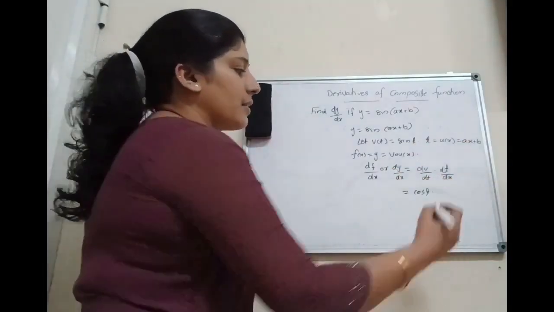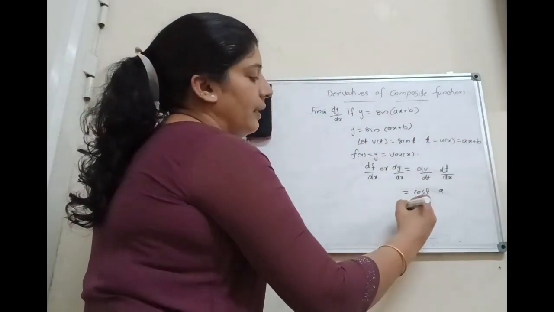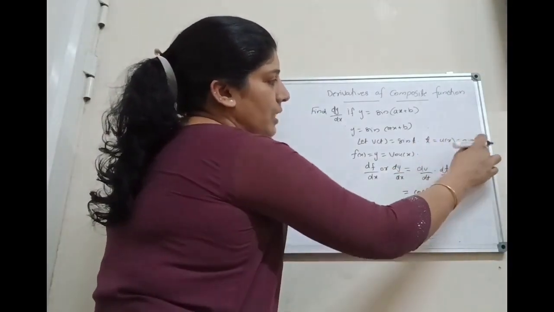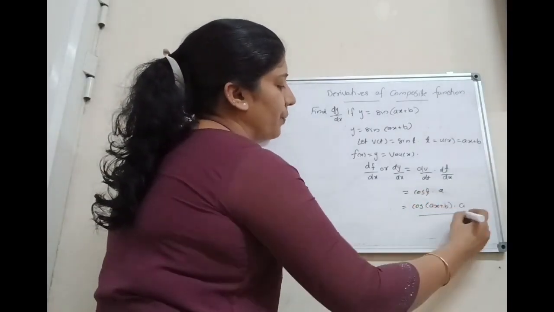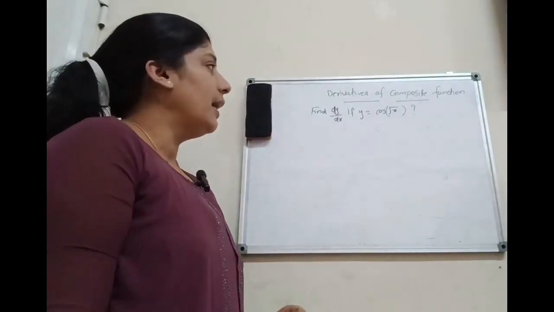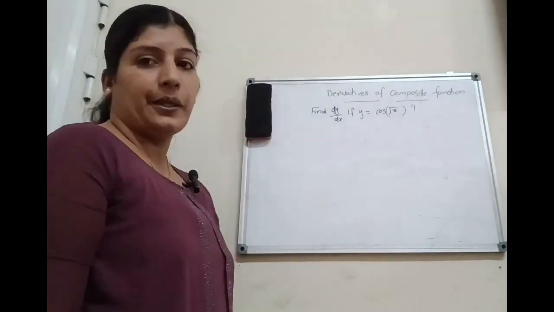Then dt by dx is equal to a. Here t is ax plus b. Then substituting, that is cos of ax plus b into a. Next question, find the derivative dy by dx if y equal to cos of root x.